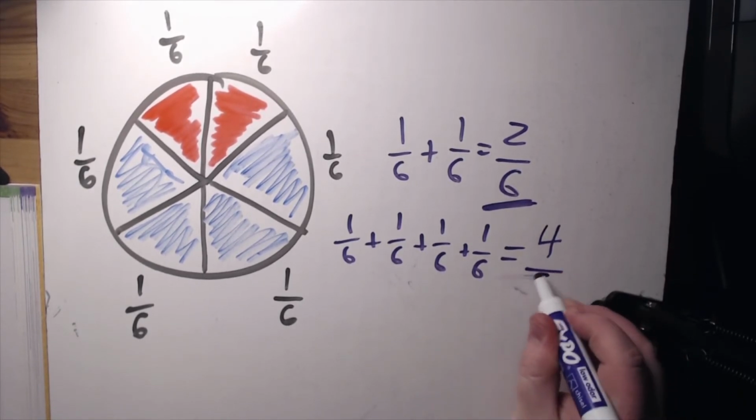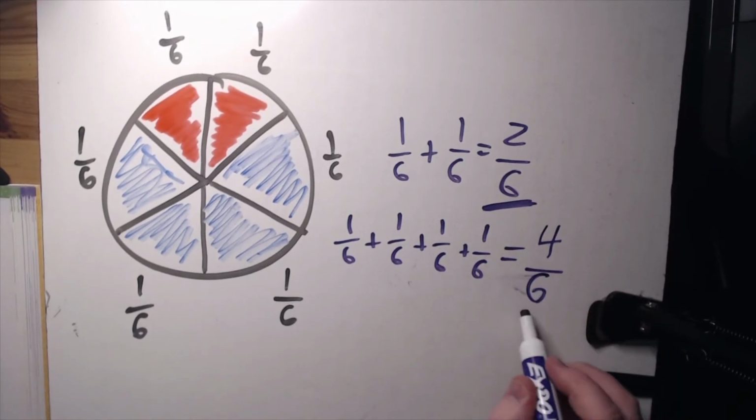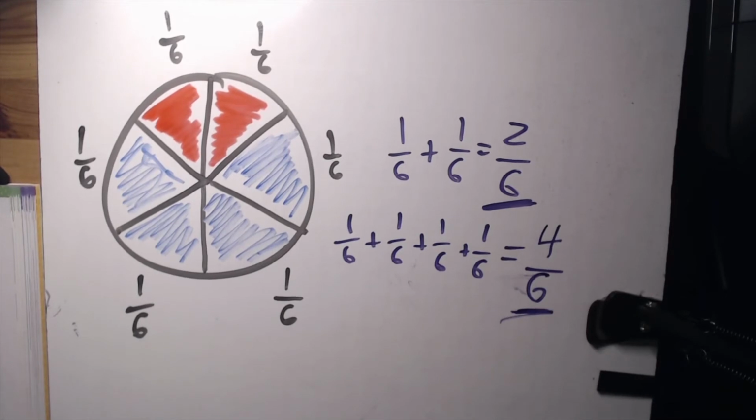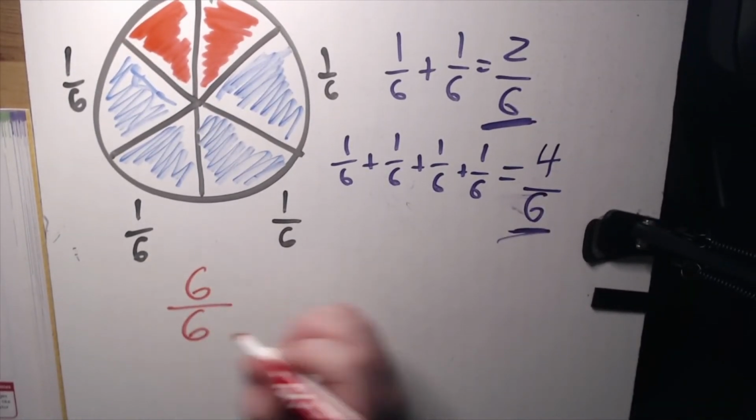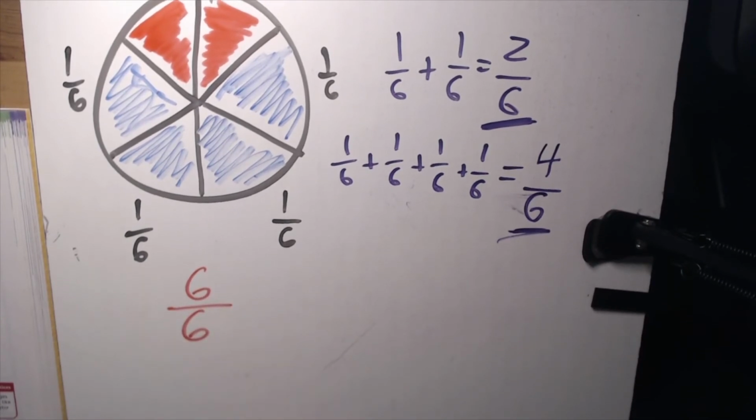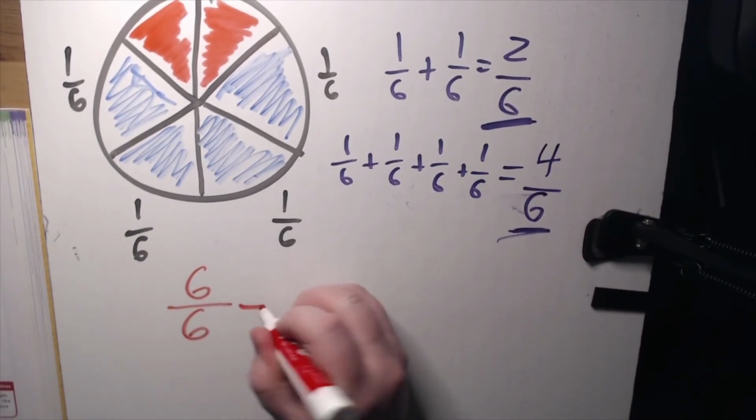Let's fix that. So, we know that he put 4/6 away. However, how could we do this as a subtraction problem? Rather than just drawing it out and coloring it like this, we could also say that we know there was 6/6 of a pizza. This is a whole pizza. One pizza is 6/6. And Sam ate 2 of them.